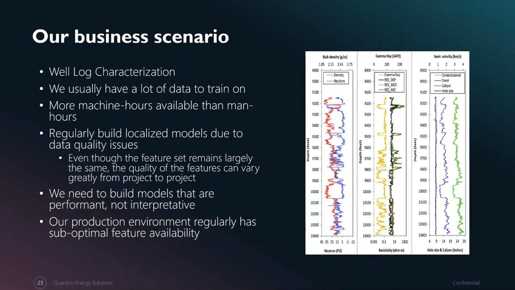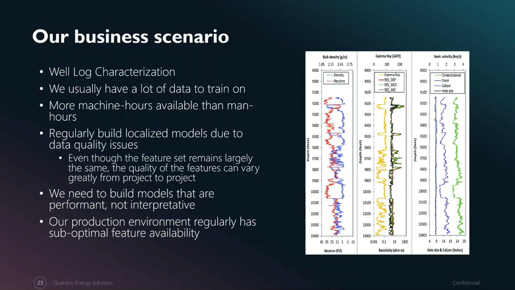And this unlocks a lot of potential because you can look at the VP/VS ratios. You can calculate a lot of other rock properties that are derivatives based off of density and sonics. You just understand more about the rock. So in this scenario, we have a couple of characteristics. So one is we regularly build localized models, and there are two reasons for that.